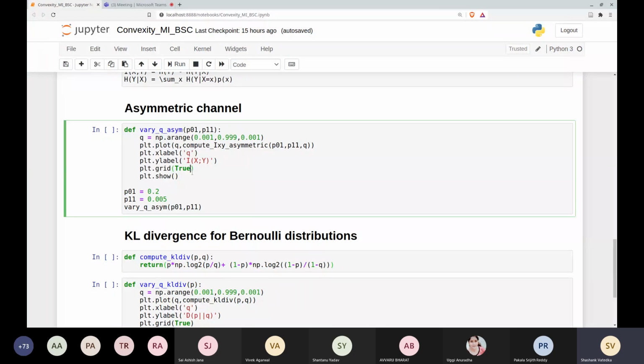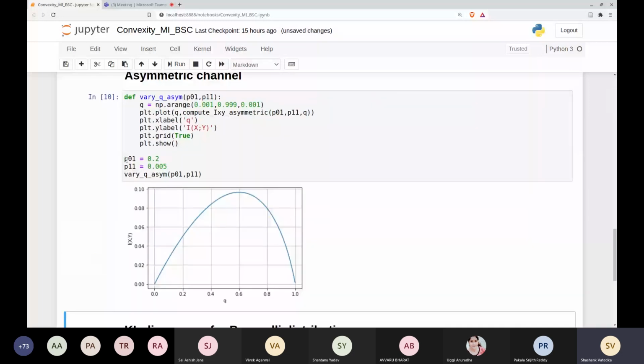So the binary asymmetric channel. For the binary asymmetric channel, I still compute the mutual information for different values of Q for a fixed value of P01 and P11. If I plot the mutual information as a function of Q, I get something like this. It's once again concave, as we expect. So given the channel, the mutual information is a concave function of the input distribution.